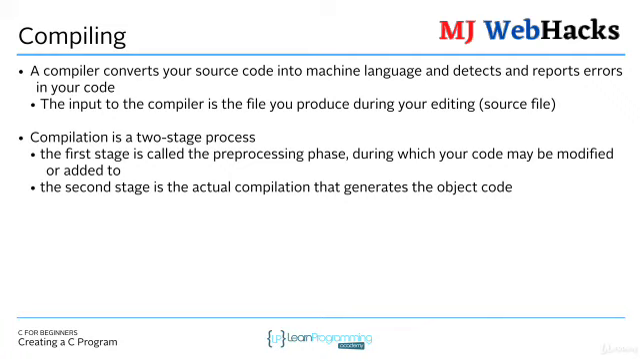Compilation itself, converting this code, is a two-stage process. The first stage is called the pre-processing phase, during which your code may be modified or added to.